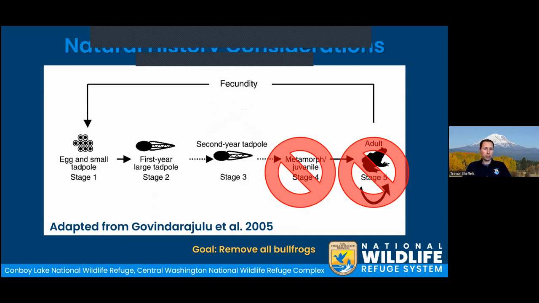It's not realistic to be able to remove all individuals from all the life stages. And so we focus there to cut off breeding. And also those are the life stages that are surface active. So this talk mostly focuses on those last two life stages and not much on tadpoles and egg masses.